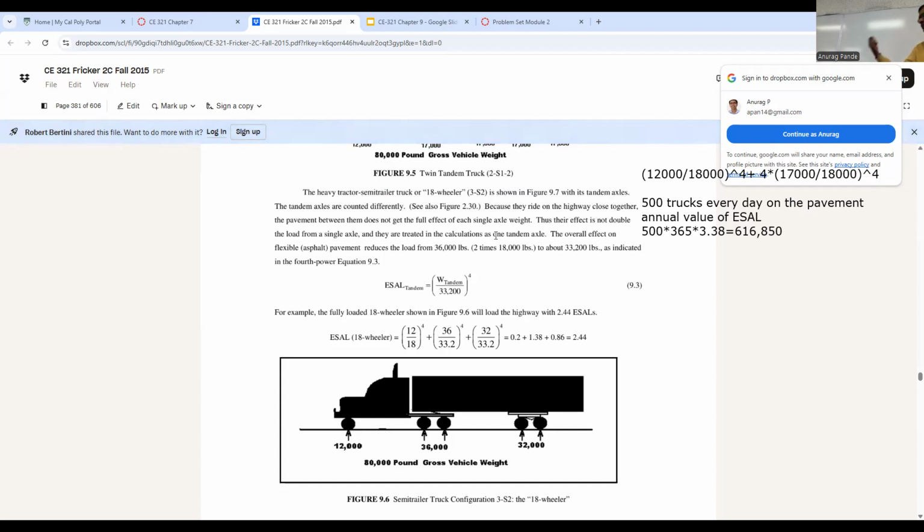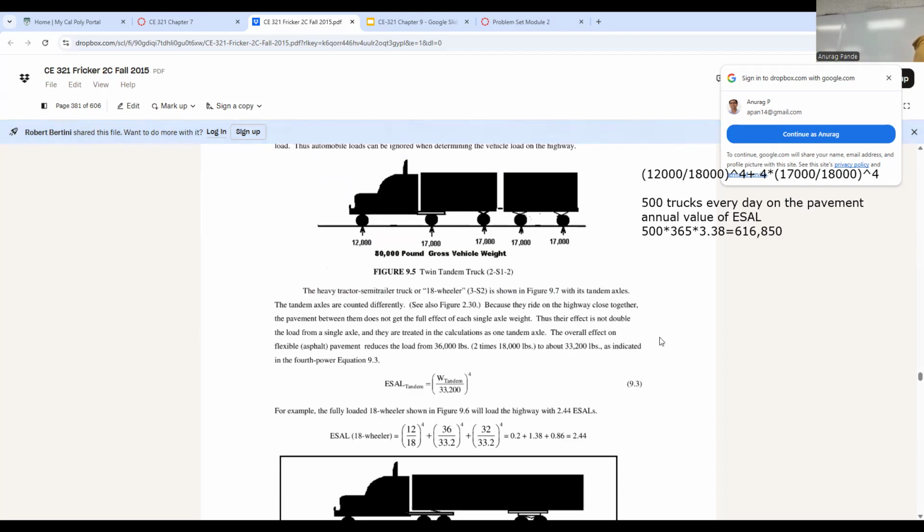Now, each of these trucks have certain names, right? So 3S2 is what this truck is called. 2S12 is twin tandem truck. Now it has the name tandem in the truck, but there's no tandem axle. So just remember that tandem just kind of is there for these two things here. It's called twin tandem truck, but there is no tandem axle on the twin tandem truck.